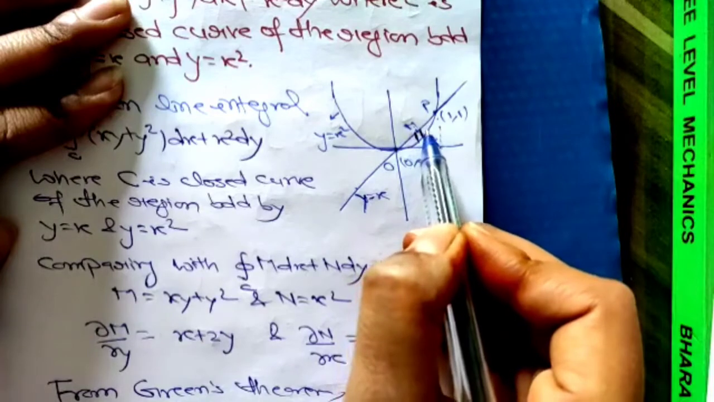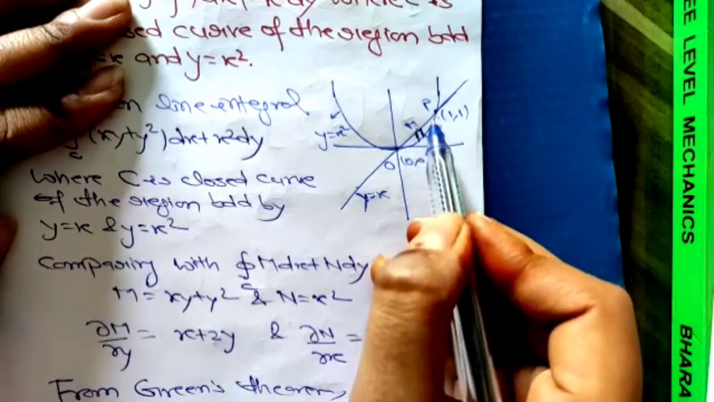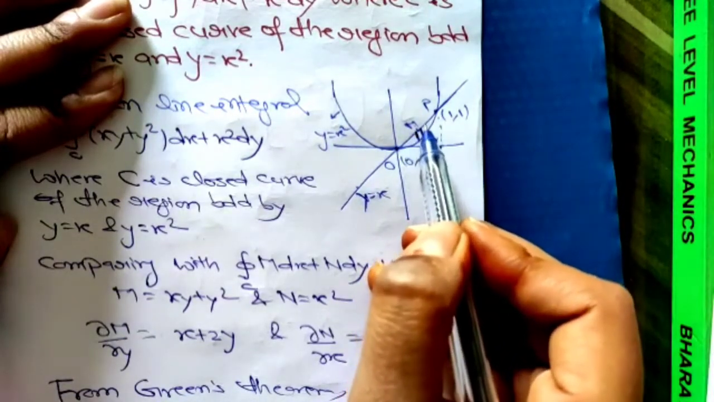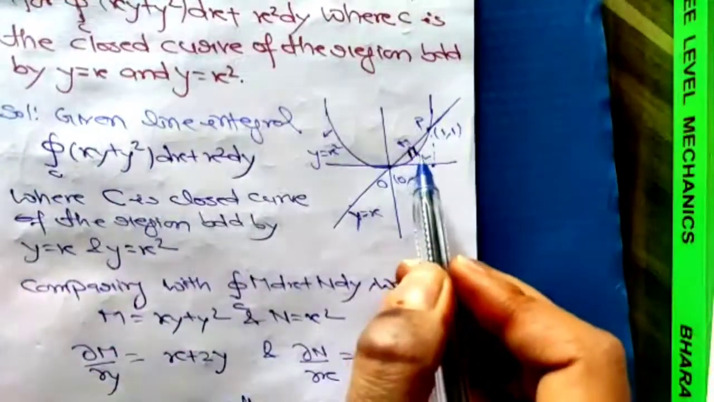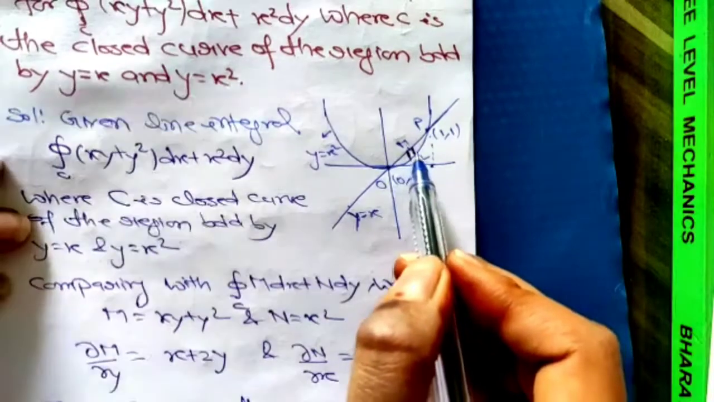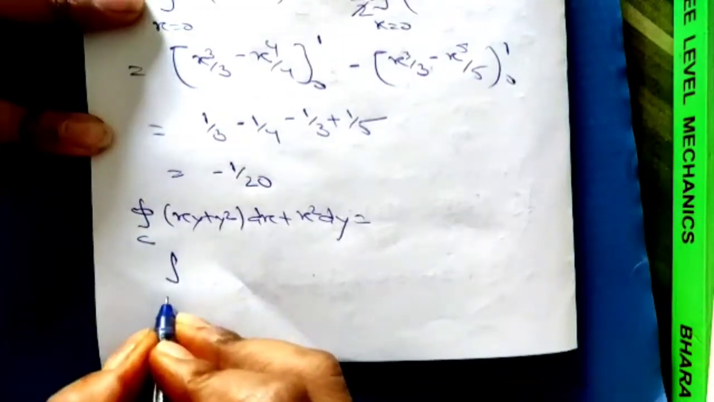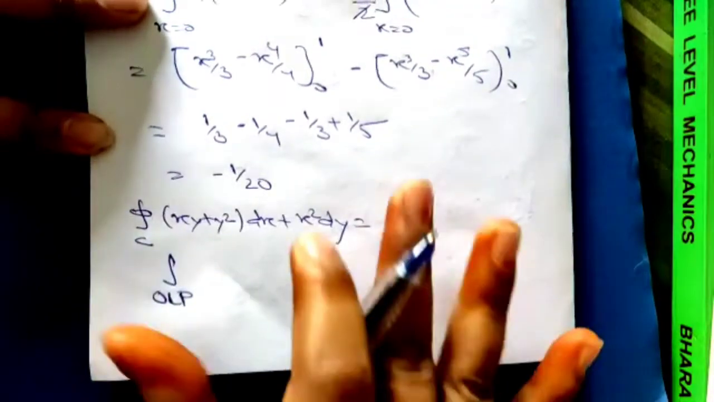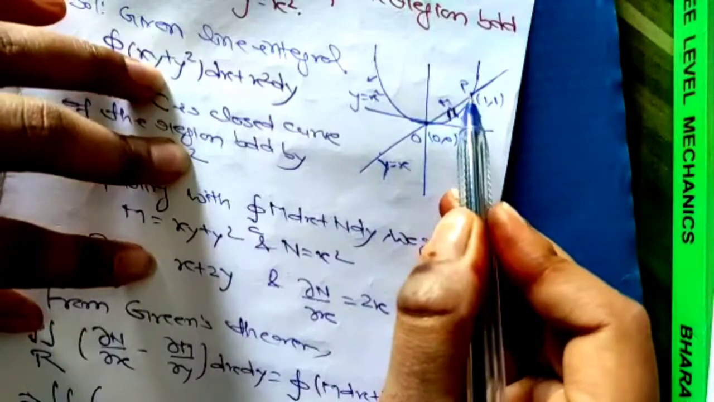So this is the curve. The equation of this curve is y equals x square because this is the part of a parabola. Secondly, we are going to solve for this line. This is the straight line y equals x. So we are going to find the line integral in two parts, first for this and second for this. First we are going to solve OLP and second we are going to solve OMP.